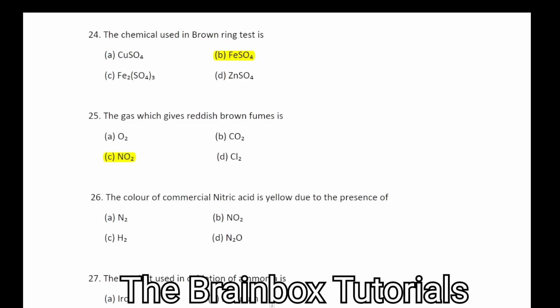Now number 26, the color of commercial nitric acid is yellow due to the presence of option A, N2, option B, NO2, option C, H2, and option D, N2O. N2O is nitrous oxide. So which one is the correct option? Option B will be the correct option, NO2. Commercial nitric acid is yellow, but pure nitric acid is colorless.